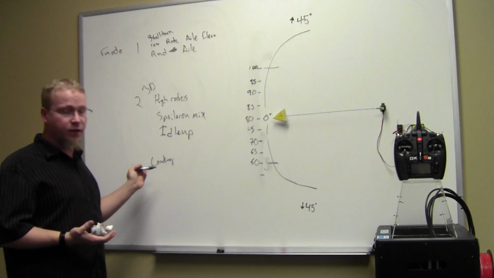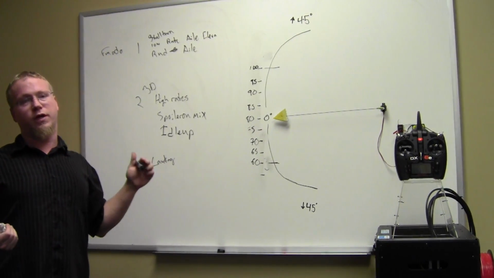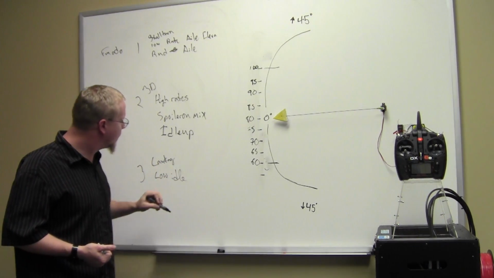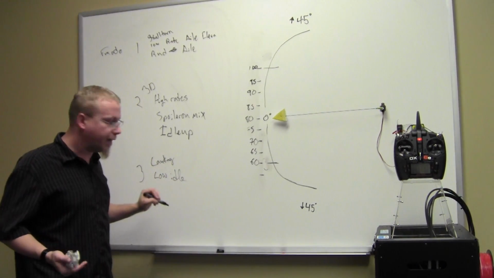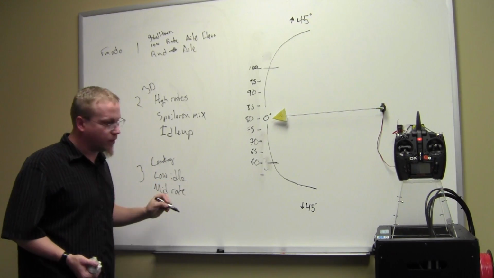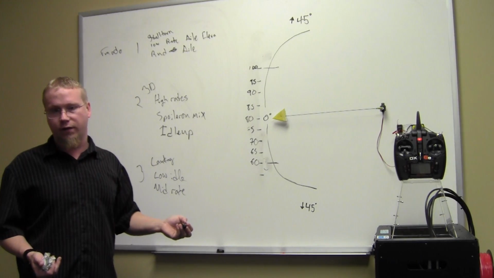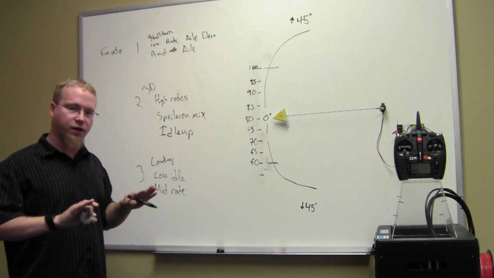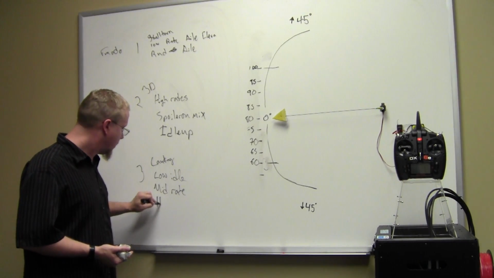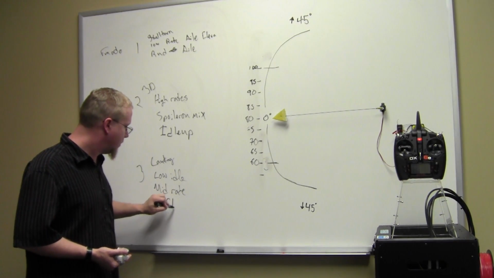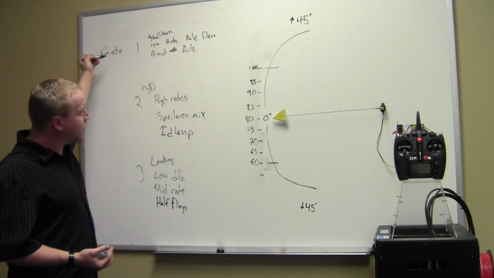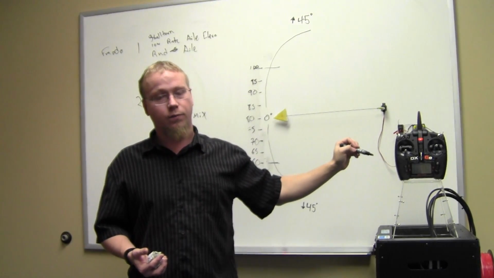And then your landing mode could be where you've got a low idle, you've got a mid rate, and let's say you've got flaperons. Your ailerons we're using for flaps, just to create some more drag or lift. You could put like half flap, let's say. And that's just an example of what flight modes on your radio can do.